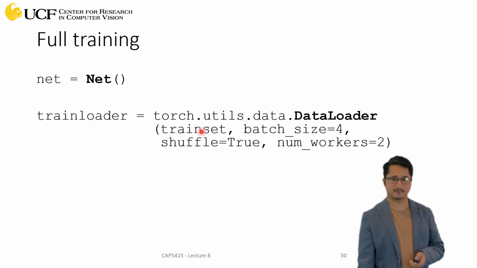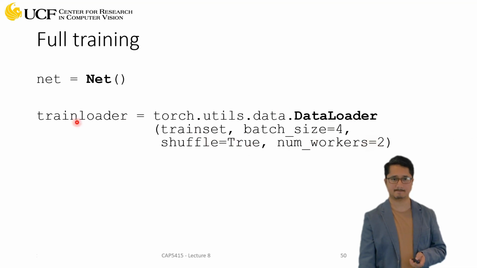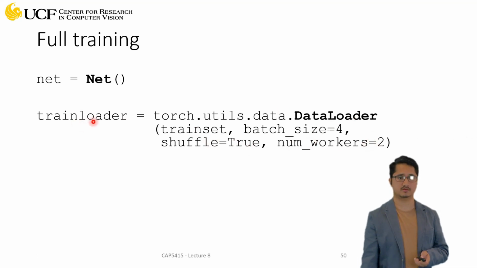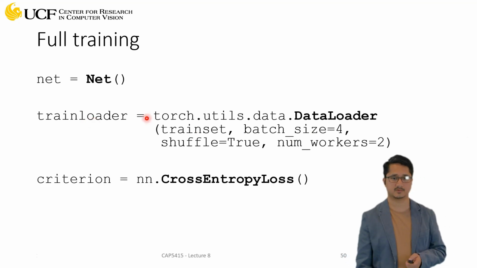Then you define your data loader. This we briefly went over before. So you'll have to pass your training set. We'll have to define what the batch size is, shuffle will be true for training, and how many workers you have. Okay, so that's your training loader, and this loader is actually going to give you batches of your data.